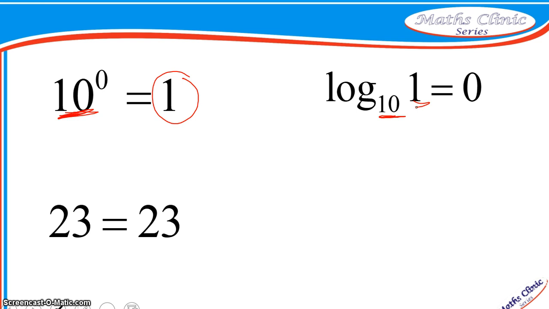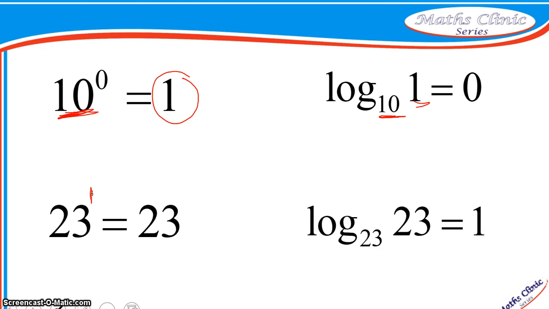23 is equal to 23. Or we can say 23 exponent 1 is equal to 23. How will you put this in the log form? Wow, that is log base 23 of 23 is equal to 1. In future, we will learn more about this expression where we have the same base and the same number for the log.